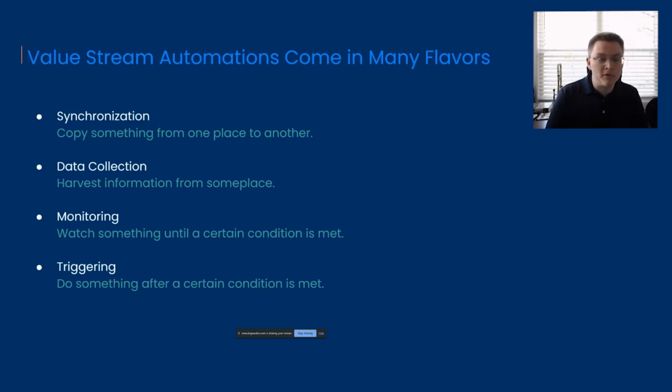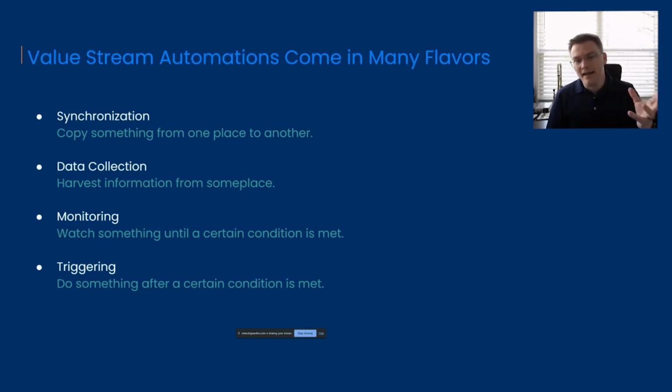A very popular one, of course, is synchronization. And usually whenever people refer to integration, that's what they're looking for. They're looking for synchronization. But really, synchronization is just a type of automation that will help with the integration of the tools. Synchronization, you're just copying something from one place to another. Simple definition there.